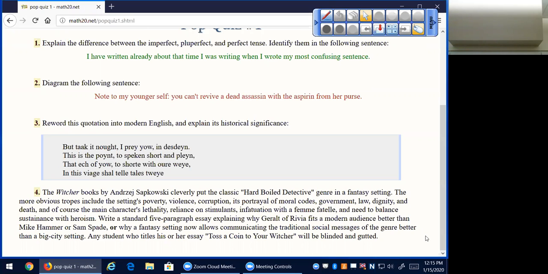Unless it's Shakespeare, then no. It's not Shakespeare. Then no. Wait, hold on. I can't, because I see number four, and I like The Witcher. So, hold on. So I got to reword number three, you said? Reword this quotation into modern English and explain its historical reason. But tack it not. I pray you against him. This is the point to speak in short and fine.